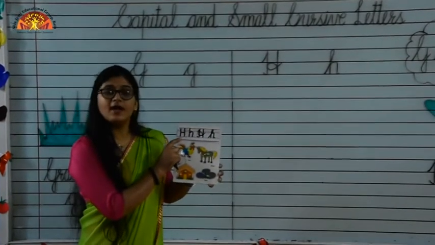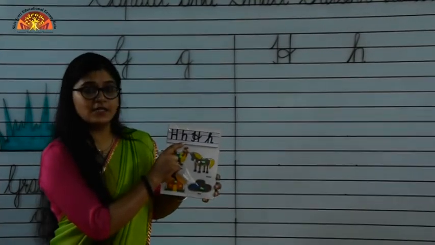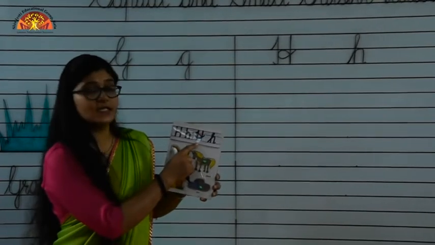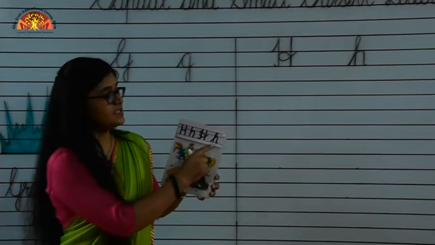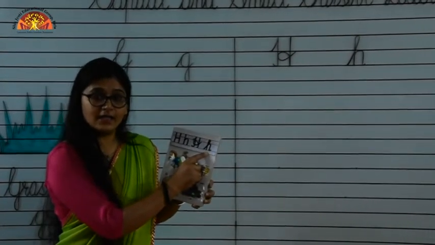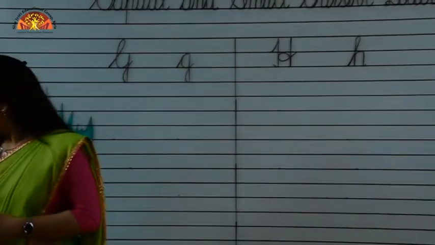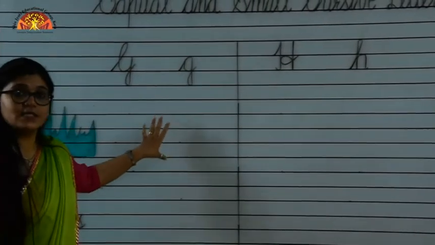Capital letter H. H for hen. Small letter H. H for horse. Capital cursive letter H. H for hut. And small cursive letter H. H for hat. So now we will write these two letters here.